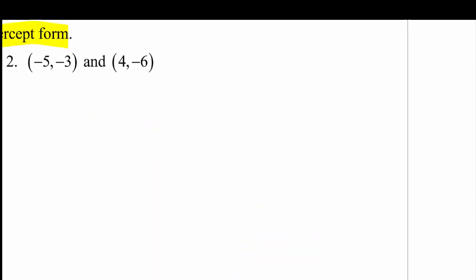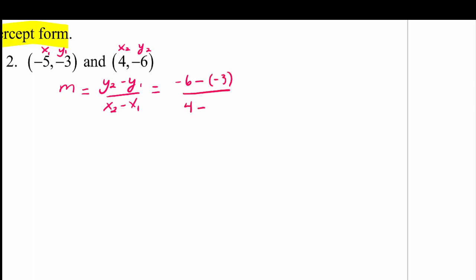In problem 2, we're once again labeling x1, y1, x2, y2. We're going to find the slope using the slope formula, which is y2 minus y1, the difference of the y's over the difference of the x values. So we get negative 6 subtract a negative 3 over 4 subtract a negative 5. I've got some signs I can change here, right? And so it looks like our slope here will be negative 3 over 9, which reduces to negative 1/3. So that's our slope.